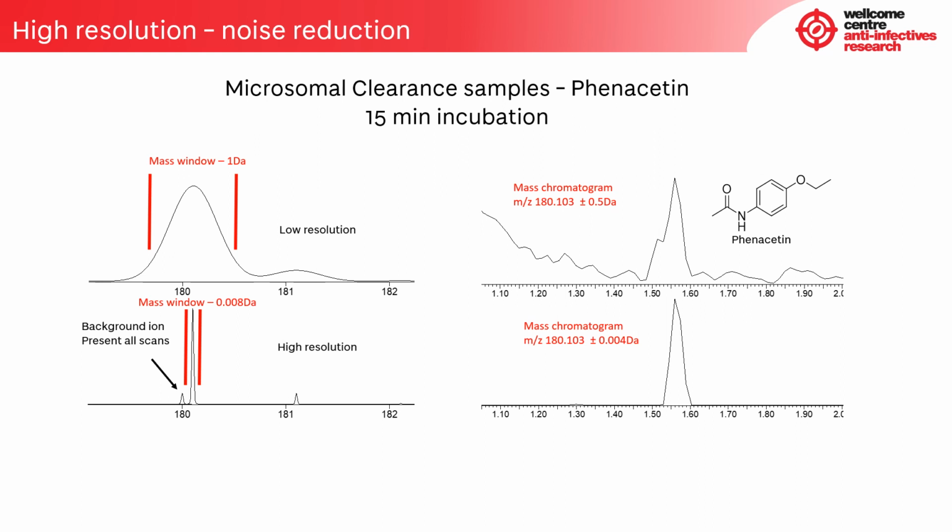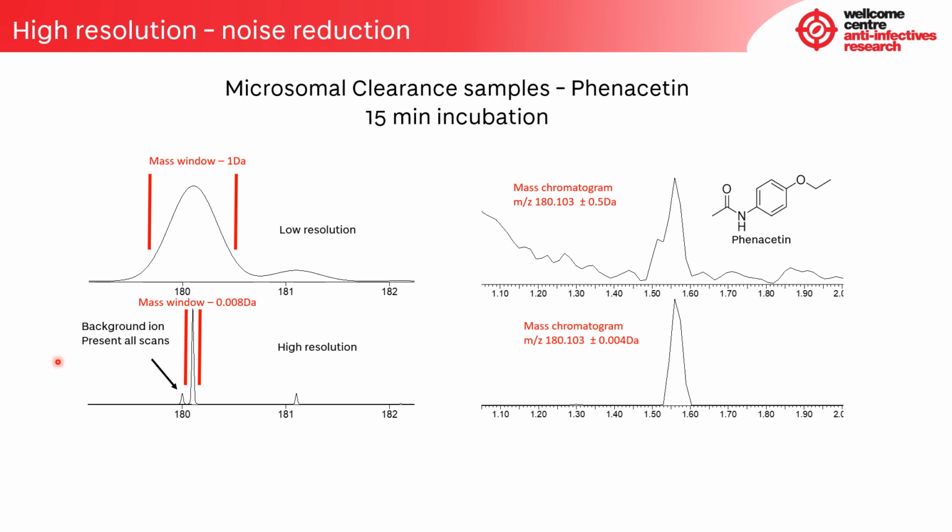We can demonstrate the advantage of high-resolution MS by running the 15-minute incubation sample, which, as we saw in the previous slide, was just above a detectable level under both low and high-resolution conditions. At unit mass resolution, shown in the phenacetin spectra, the mass chromatogram would typically be generated with a 1 Dalton window, that is 180.1 plus or minus half a Dalton. As shown in the chromatogram, the background noise level is quite high. The peak shape is poor and therefore cannot be integrated accurately.